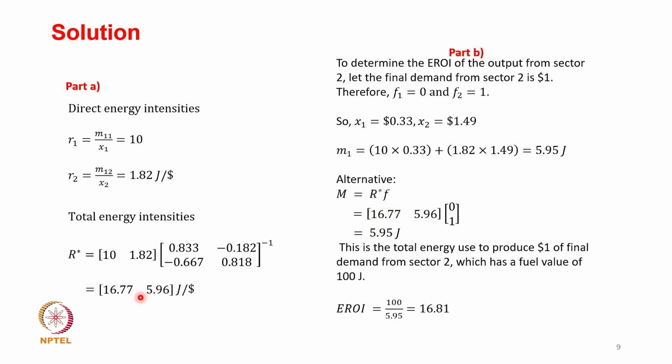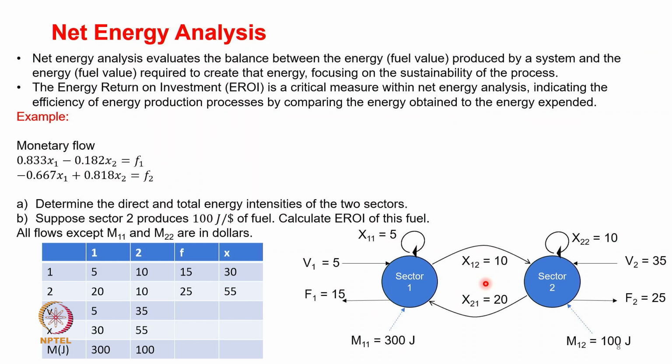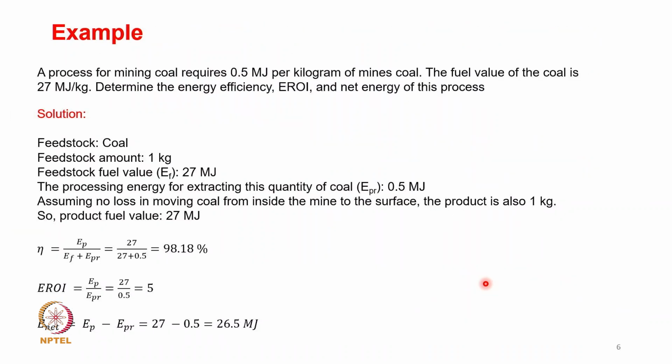You may also do an alternative calculation based on R star and F. We have computed already the R star, and it is a vector matrix multiplication. Once we have that, this is the total energy required to produce $1 of the final demand from sector 2, which is the fuel value of 100 joules. So now what is the EROI in this context? Of course, you divide 100 joules by 5.95, which is equal to 16.81. So this is how you compute the energy return on investment.